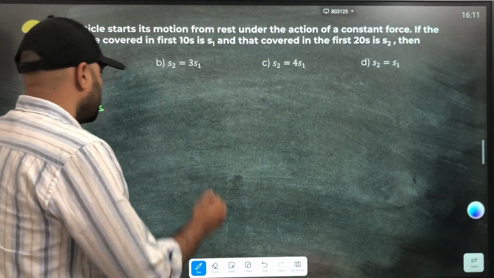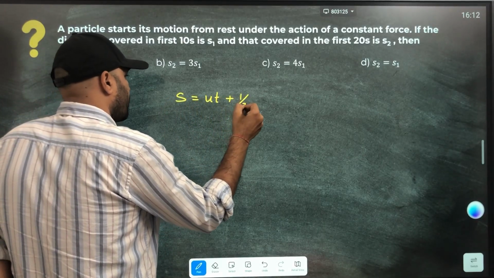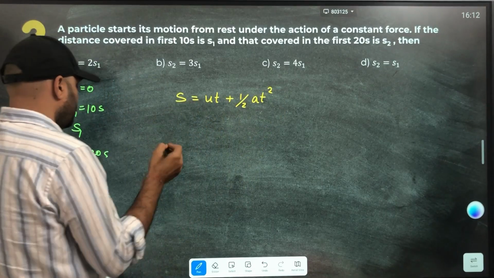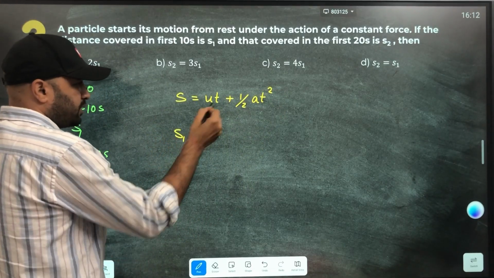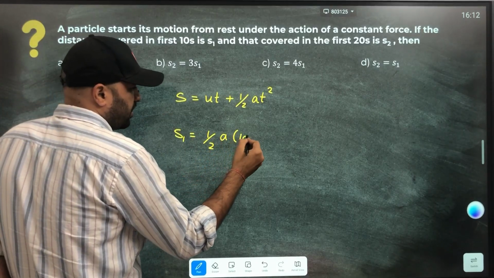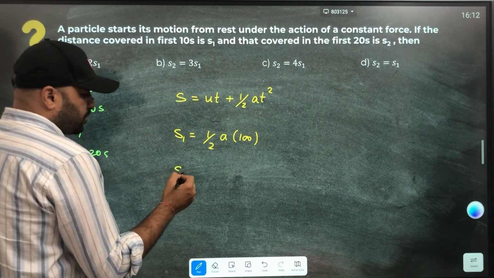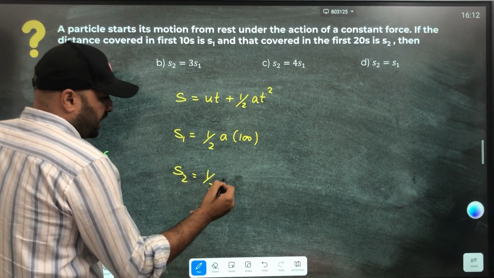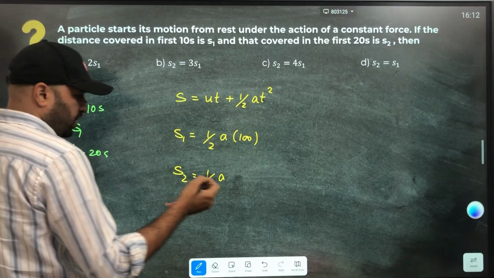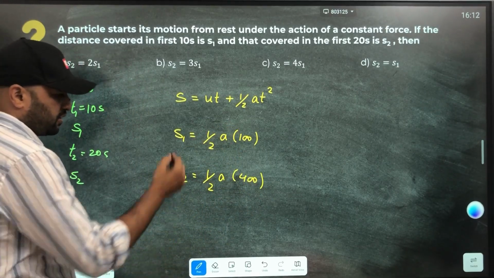So let's solve it using the same equation. S equals ut plus half at square. For the first case, S will be S1, u is 0, half a, and time is 10 seconds, so it will be 100. Second case, u is again 0, S2 will be half a, and instead of t it is 20 this time, so it will be 400, right? Let's divide both the equations, S1 and S2.